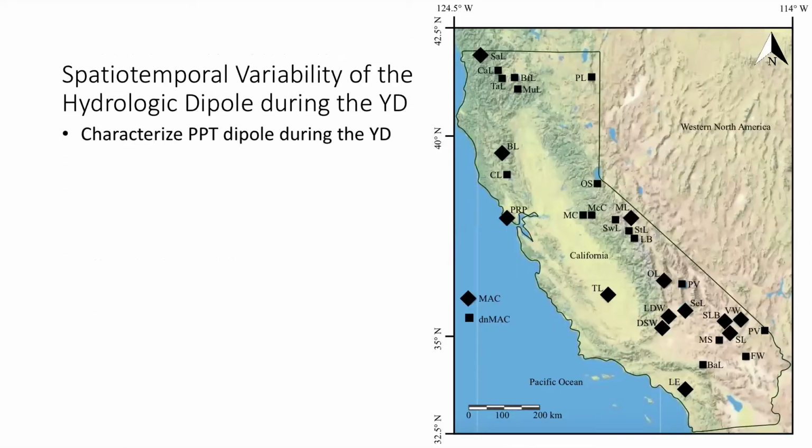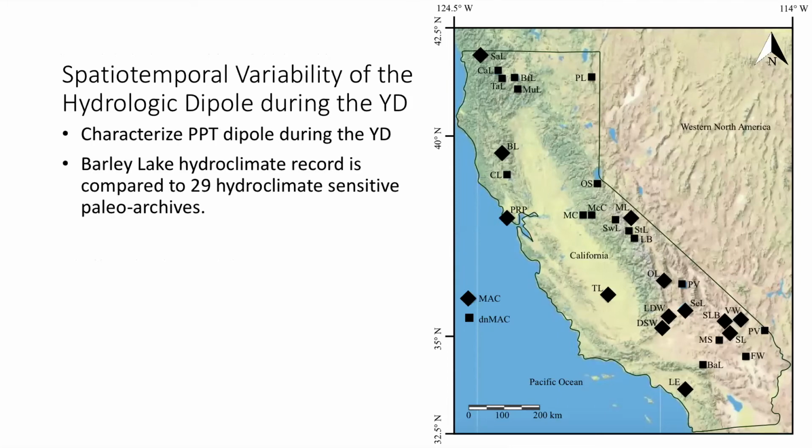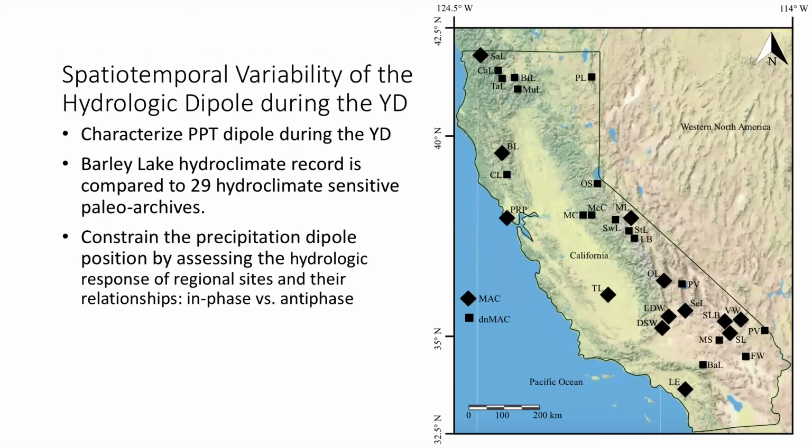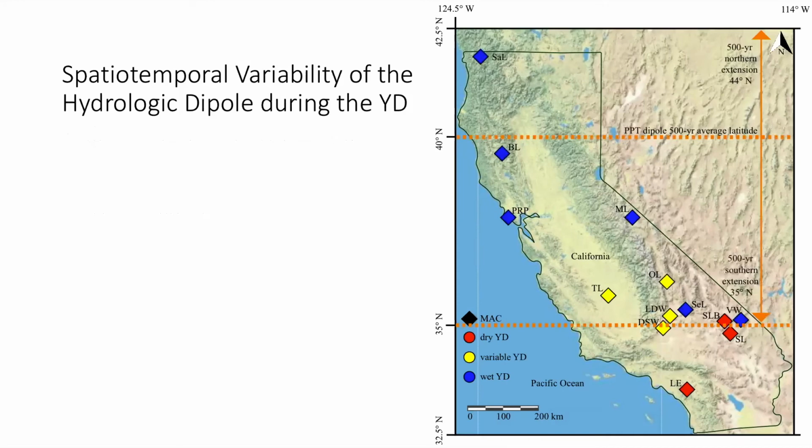To extend the knowledge of the Western United States precipitation dipole during the Younger Dryas, we compare the Barley Lake hydroclimate record to 29 hydroclimate sensitive paleo archives in California. We constrain the precipitation dipole by assessing the hydrologic response of regional sites and their relationship relative to each other, in phase versus out of phase. So first, I'll show you guys the sites that meet our age criteria for robust site-to-site comparison.